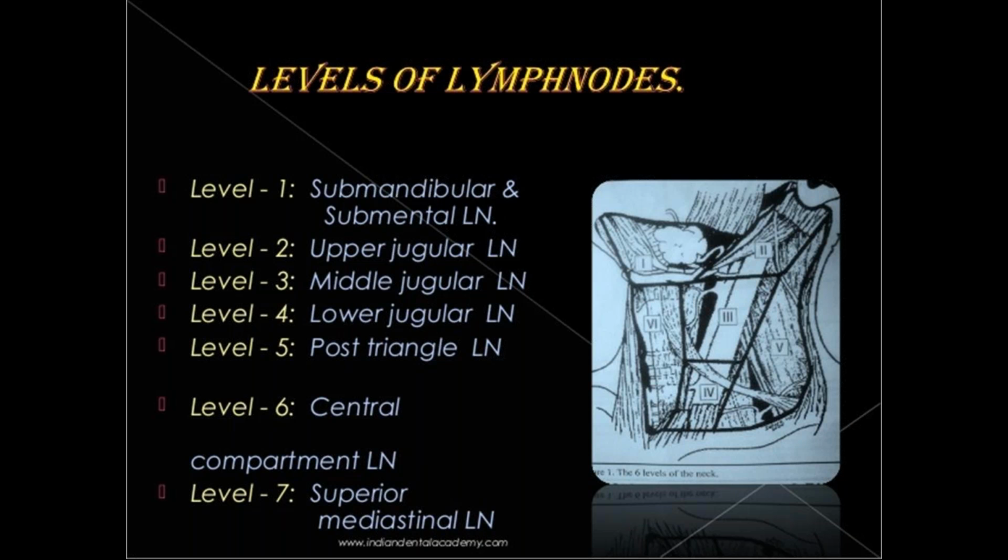Level 3 is the middle jugular, and level 4 is the lower jugular. Level 5 is the posterior triangle lymph nodes. Level 6 is the central compartment. Level 7 is the superior mediastinal lymph node. The central compartment consists of the pre-laryngeal and the pretracheal lymph nodes.